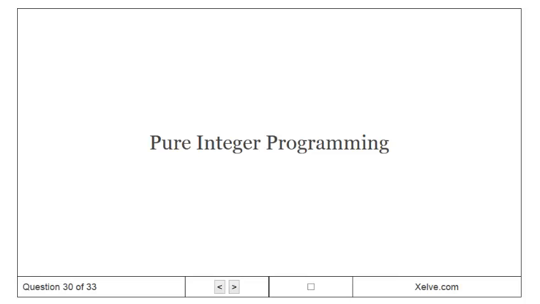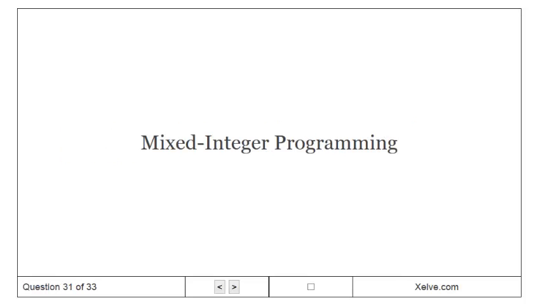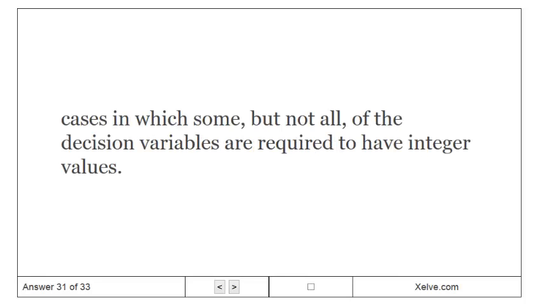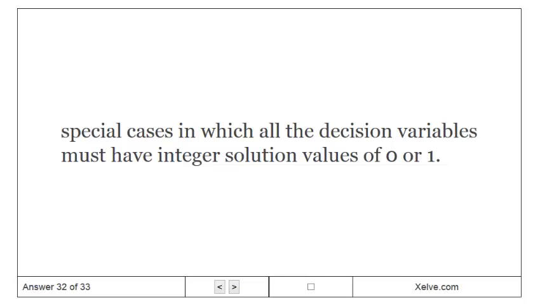Pure integer programming. Cases in which all variables are required to have integer values. Mixed integer programming. Cases in which some, but not all, of the decision variables are required to have integer values. Zero-1 integer programming. Special cases in which all the decision variables must have integer solution values of 0 or 1.